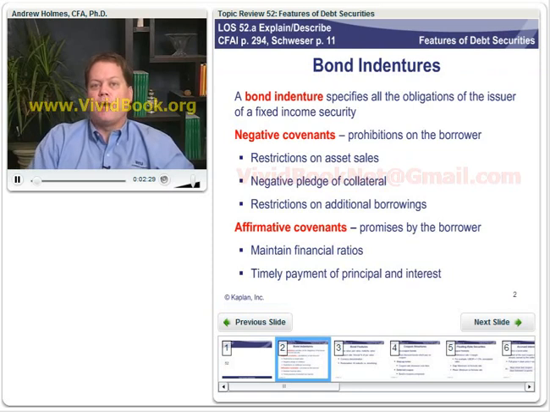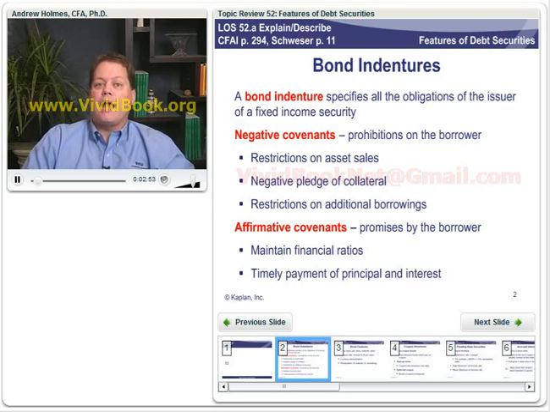So first of all, talking about the bond indenture. Well, the bond indenture is the written agreement that governs the issuance of the bond. So this is where we specify all of the attributes or features that we're going to talk about in this reading. All of those will be specified in the bond indenture, and essentially it's a list of all the obligations that the issuer is taking on with respect to the fixed income security.